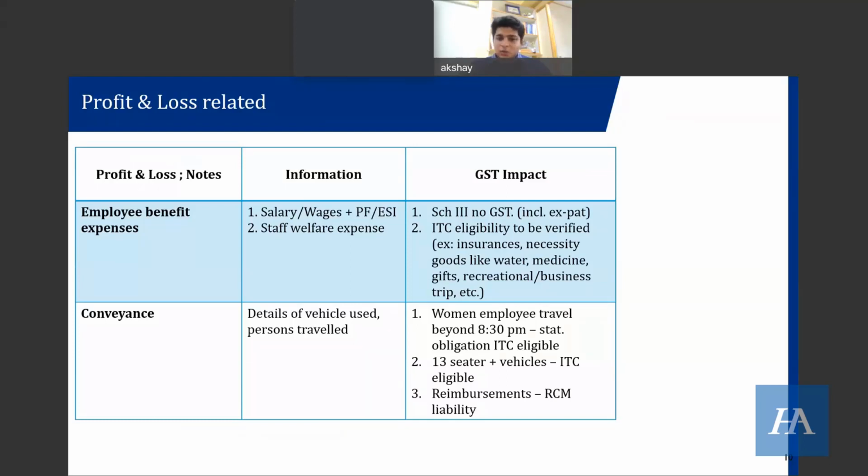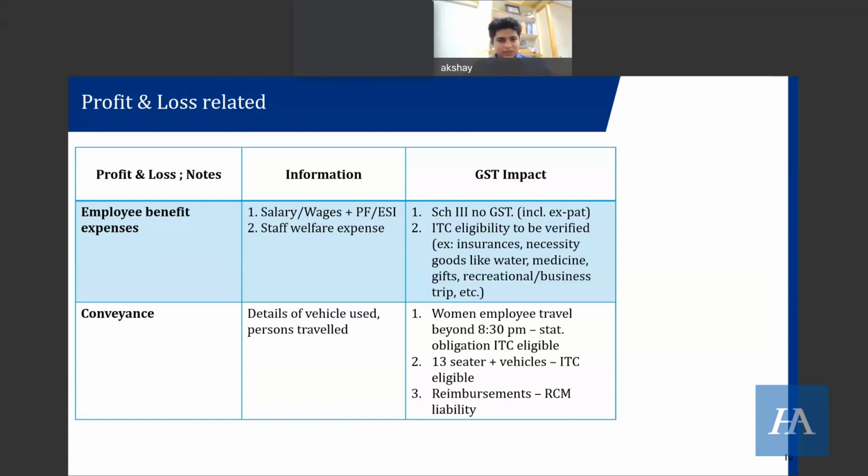If you are buying water, medicine, these can be said to be eligible. But if you're buying gifts or taking them on a recreational trip, there may be a possibility that the credit is not eligible. So what I intend to say at the end of this is, take the credit on a case basis, verify in depth on the eligibility, and read section 17(5) very carefully.